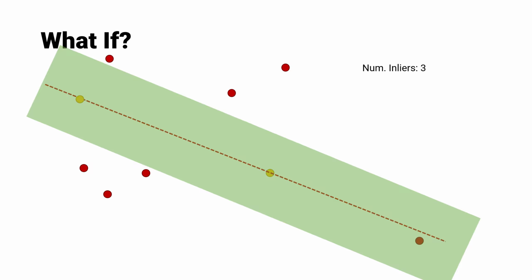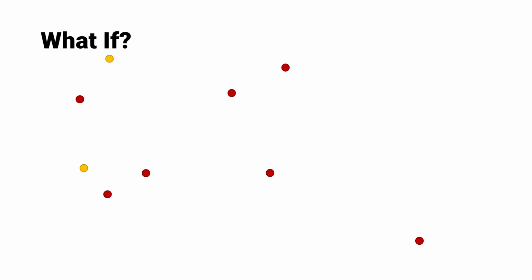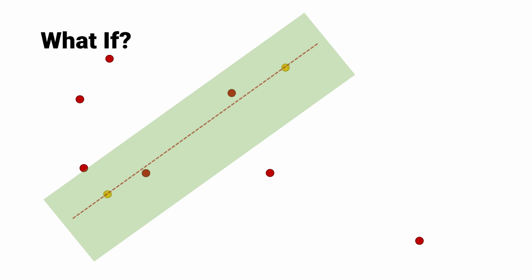We're going to repeat this again and again. So we're going to pick 2 more points, and in here we find the number of inliers as 4. And then we are going to pick these 2 points and we find the number of inliers as 5, right? Beautiful. So this is the max number of inliers we have found.